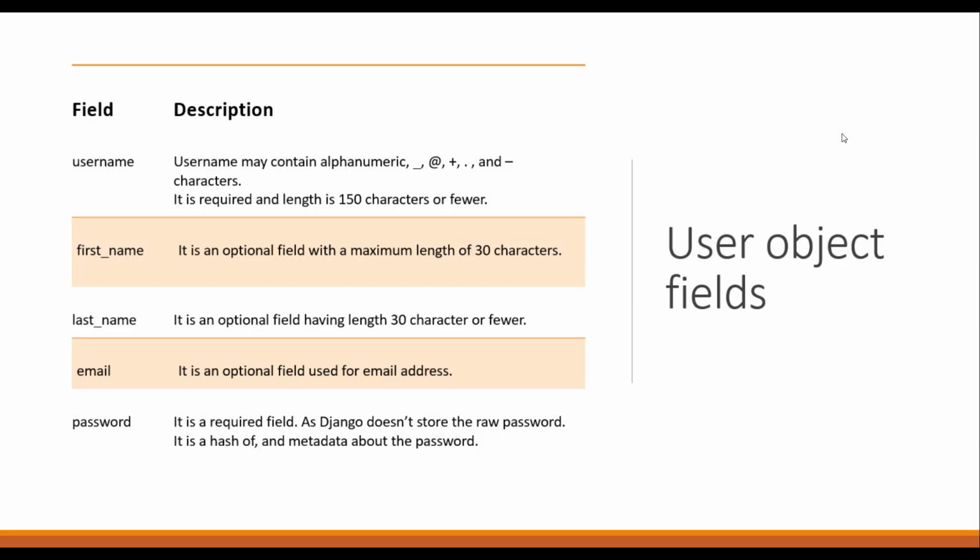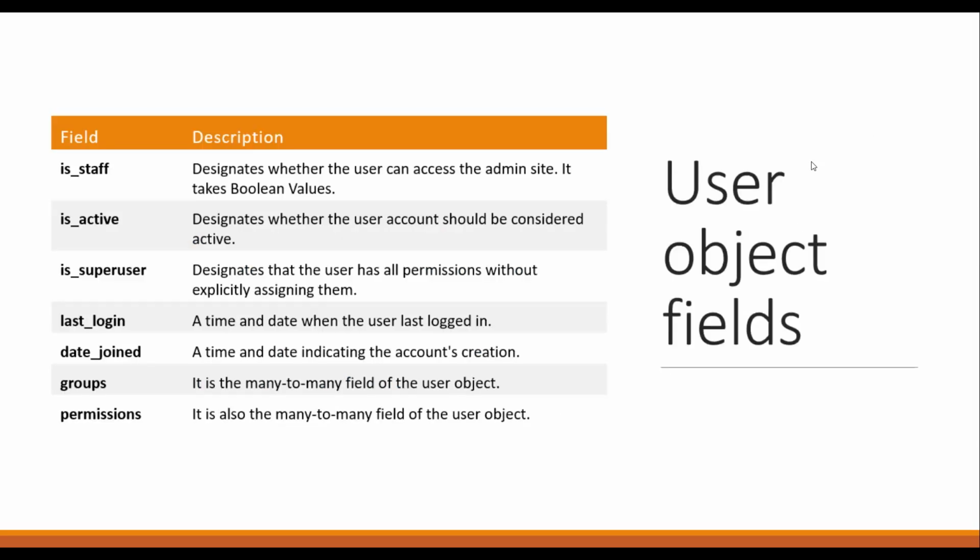It is also a required field, as you know that Django does not store the raw password. It is a hash of, and metadata about, the password. The next field is is_staff. It designates whether the user can access the admin site or not, and it takes a boolean value. The next one is is_active. It designates whether the user account should be considered active or not.